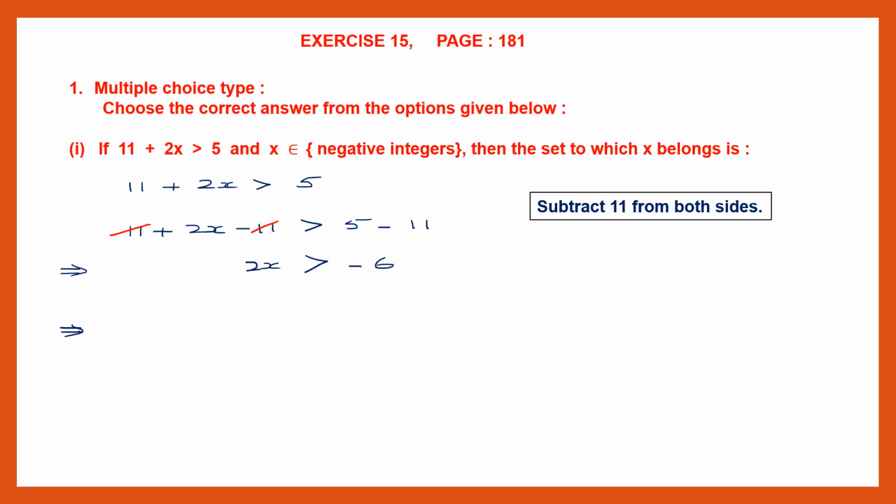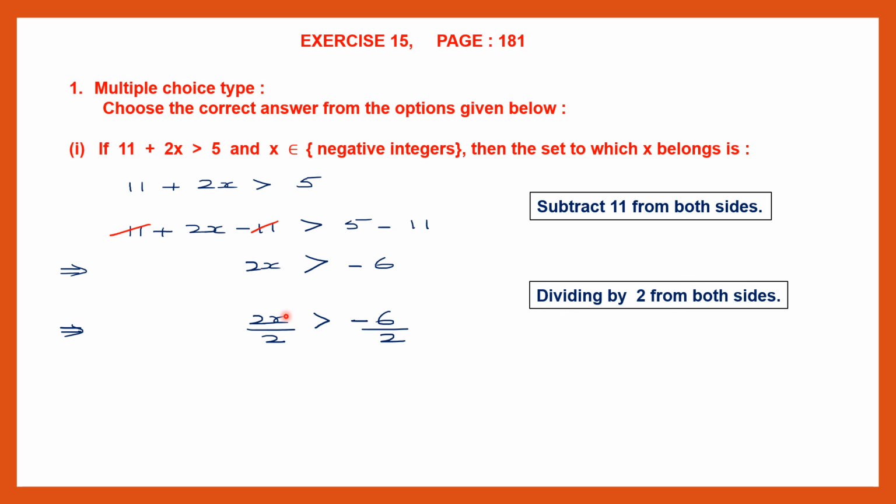That means I'm going to say 2x divided by 2. So this way I can remove the 2's. Now is greater than minus 6. On this side also we have to divide by 2. So when you divide one side by 2, you have to divide the other side also by 2. So dividing by 2 from both sides, what do we get? Again here I can cancel the 2's. Here I can cancel and I get 3. So what have I got here? So here I have got x, and x is greater than minus 3. So x is greater than minus 3.